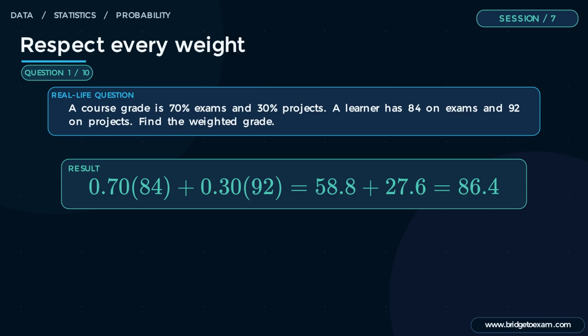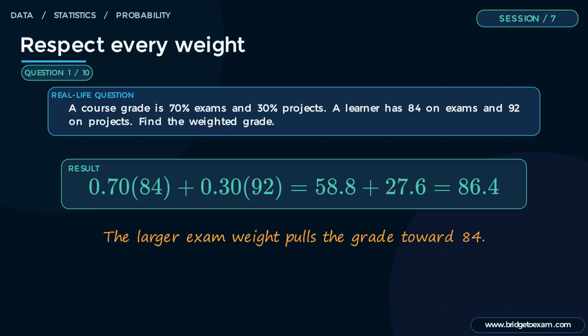Quick check. The result lies between 84 and 92 and is closer to 84 because exams have more weight. This matters in real life because weighted grading reflects that some categories represent more course evidence than others.